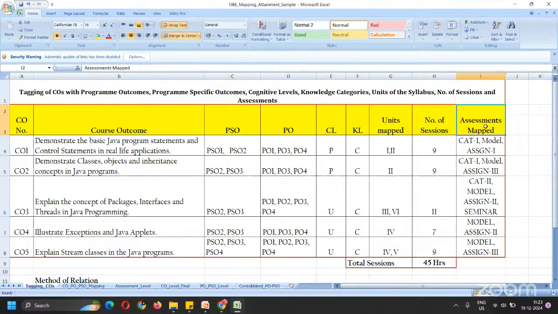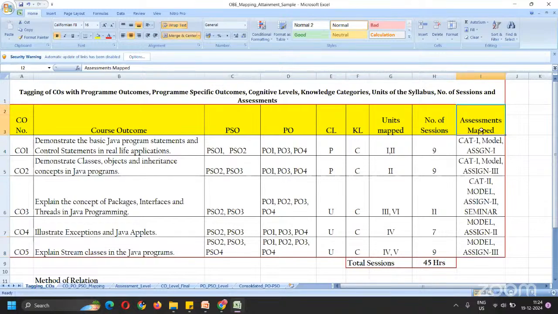We are tagging with the assessment, which means I am going to ask questions from the CO in the following assessment. If I'm taking CO3, I have asked a question in my CAT 2, continuous assessment test 2, and also I have asked questions of CO3 in the model exam, and I also have given the students a topic for a seminar from the CO3 topics. And it is also assessed in the assignment too. So this is entirely designed by the individual subject teachers.